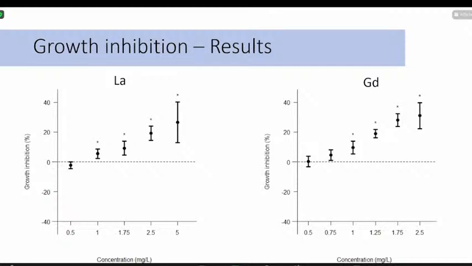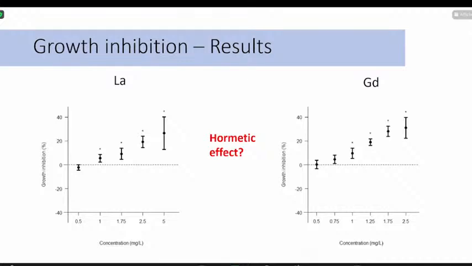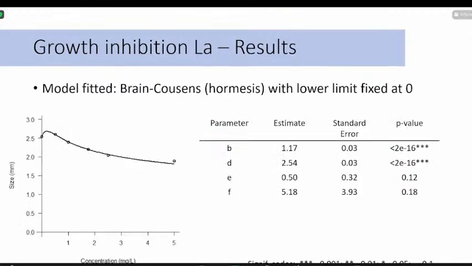Here we can see the growth inhibition. You can see that from the value of 1 milligram per liter, the growth was significantly inhibited compared to the control. And something that is very interesting is that for lanthanum, there seems to be some stimulation of the growth, which is not so obvious for the gadolinium. So for this reason, we wondered if there was maybe a hormetic effect. As I was explaining in the morning, this is when there is some stimulation compared to the control. This has been studied on rare elements, that at lower concentrations they can actually cause more growth in some species. So for this, I fitted the Brain-Cousens model, which accounts for hormesis.